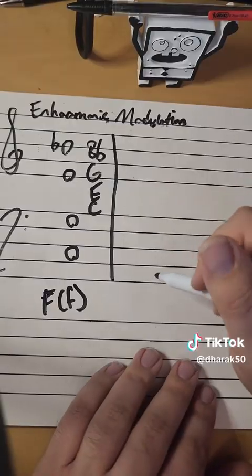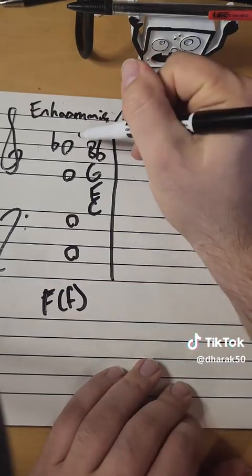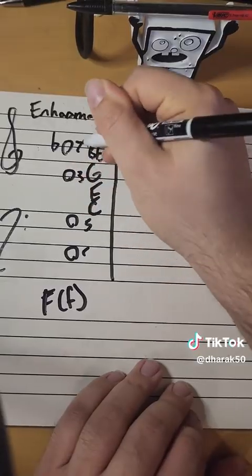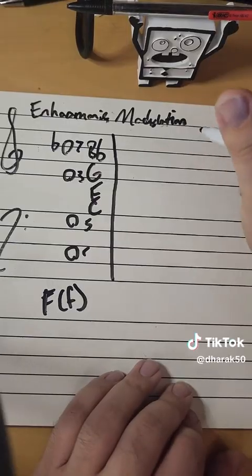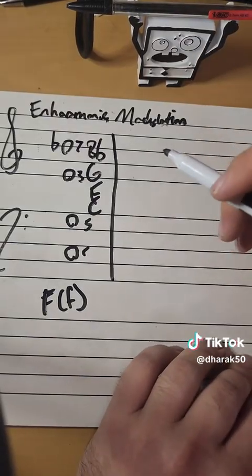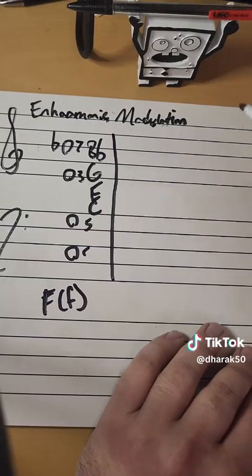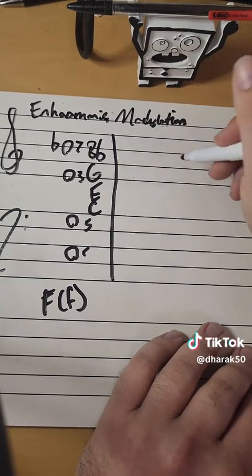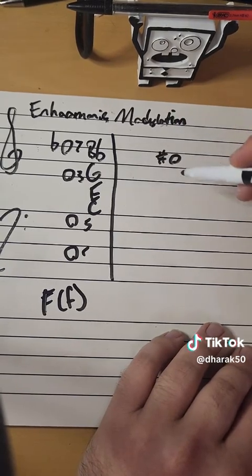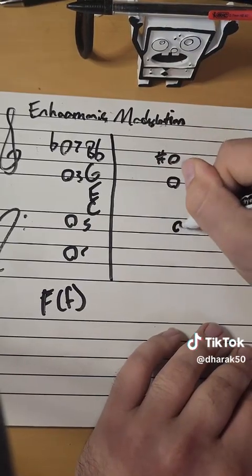So now, what do we have to do? We take the 7th, right? We have the root, 3rd, 5th, and 7th. We take the 7th and we think about it enharmonically. So what is B flat but another way of thinking, another note? A sharp, right? Because A sharp and B flat are going to be the same on the piano. And then you're just going to drag over E, G, and C.